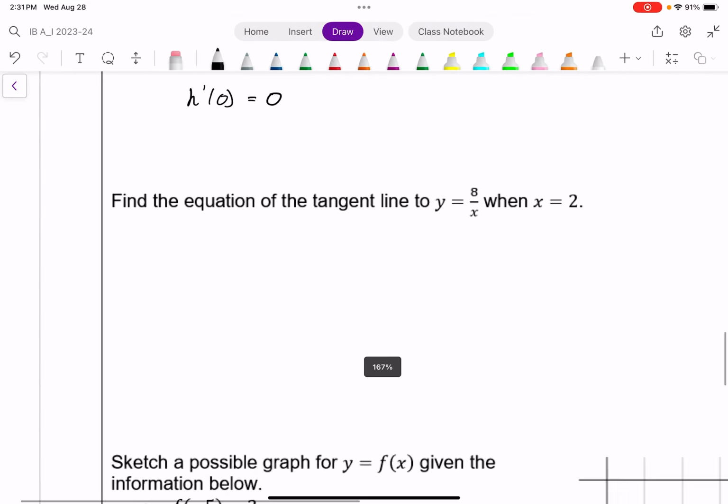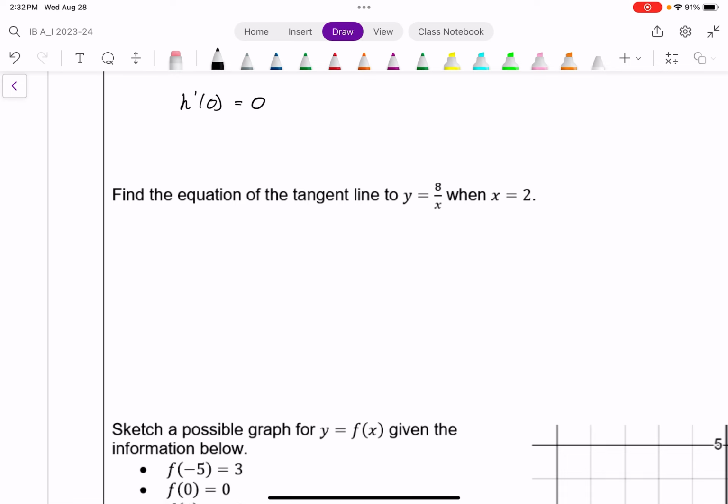All right, so the last one like this, I want the equation of the tangent line to y equals 8 over x when x equals 2. So this relies on being familiar with your GDC, which again is your responsibility to figure out. It's fairly quick. First, what I'll do though is just find the derivative, and so dy/dx, we should get approximately negative 2 when x equals 2.